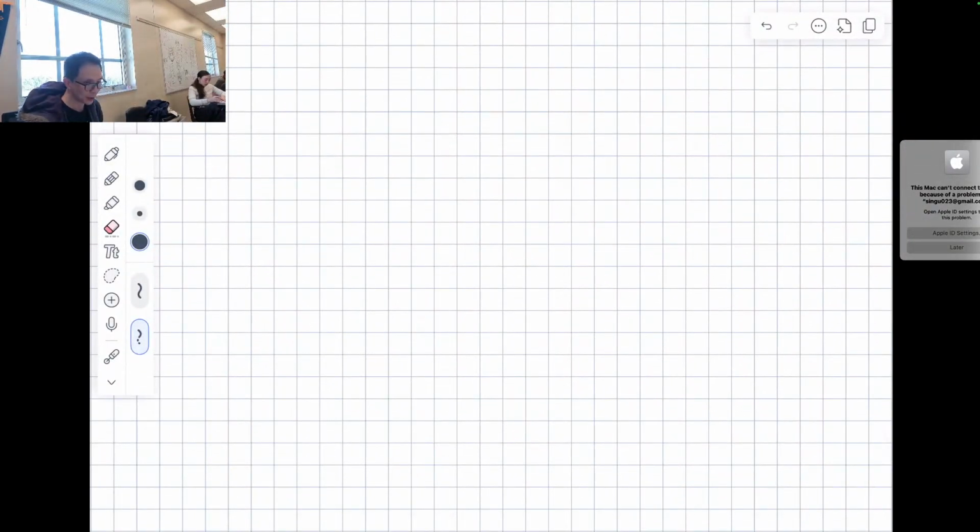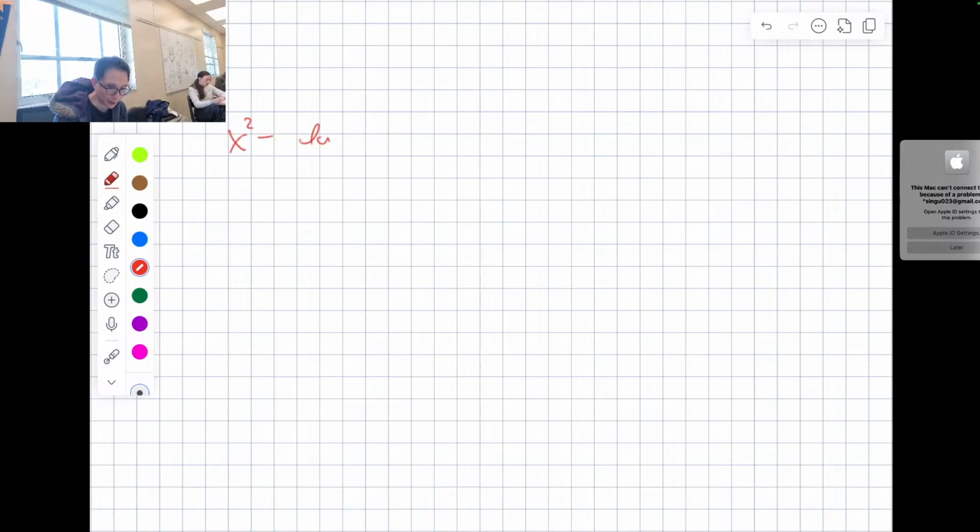The next situation is, I'm going to do implicit first. So let's say you have x squared minus ln of x, y squared minus y to the third, equal to 4. And I say, hey, can you find dy dx? How do I find dy dx?